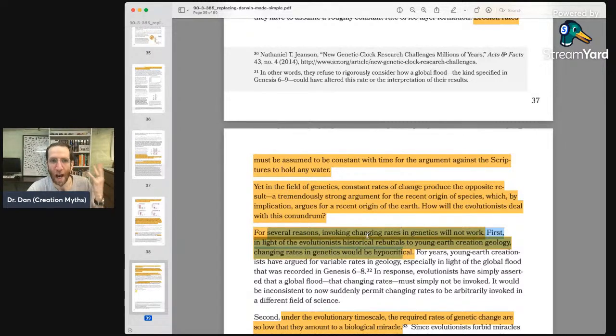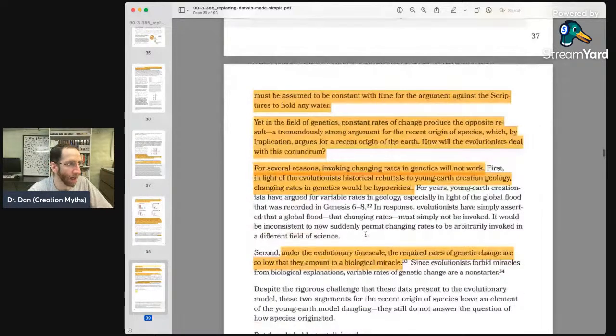Jeanson pretends they're contradictory. I cannot believe an adult human with a PhD is making this argument. Does everyone see how bad this is? This is an adult with a PhD in biology from Harvard University making this argument. What am I supposed to do with this? There's no reason to take this seriously.